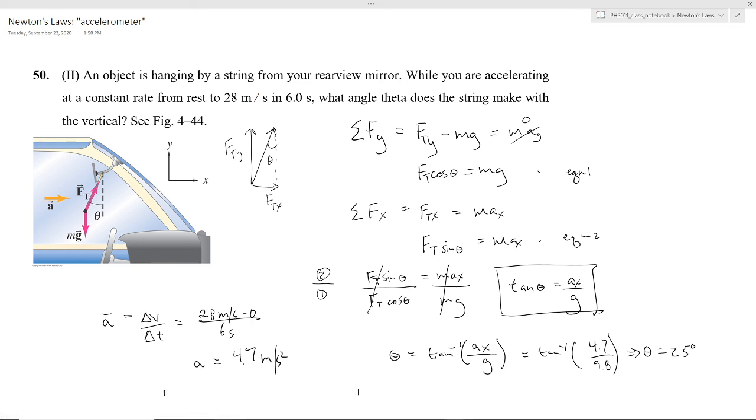So in this example, we solved for the angle for a given acceleration, but you could imagine using the same thing as an accelerometer, where you measure the angle and you would be able to extract from that the acceleration. So we could instead solve this for ax, where this would be g tangent theta.